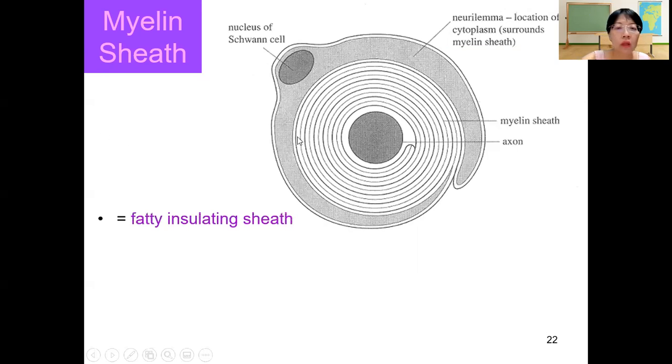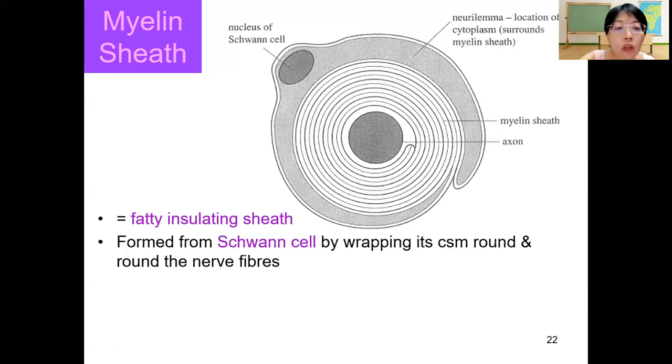Okay, so what is the myelin sheath? Myelin sheath is a fatty insulating sheath. Fatty because it is made up of cell surface membrane, and cell surface membrane is made up of phospholipid bilayers. It's lipid, that's why it's fatty. So it's a fatty insulating sheath formed from Schwann cell by wrapping its cell surface membrane round and round the nerve fibers in concentric layers.